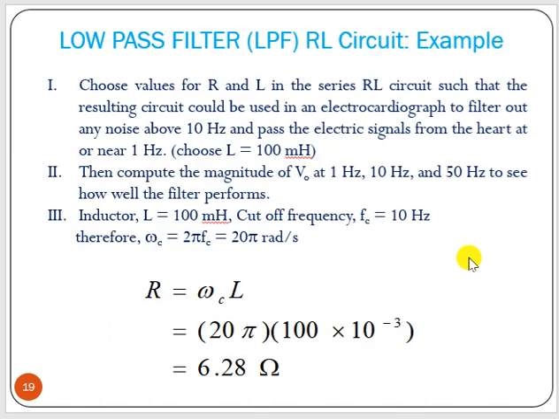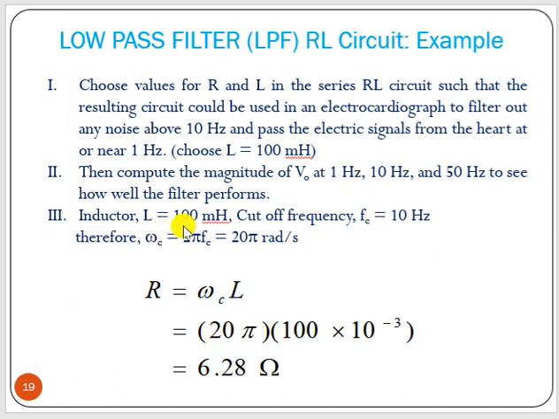Say, for an example, choose values of R and L in a series RL circuit such that the resulting circuit could be used in an electrocardiograph to filter out the noise above 10 Hz frequency and pass the electric signal from the heart at or near 1 Hz. Choose L equal to 100 millihenry. Then compute the magnitude of V0 at 1 Hz, 10 Hz and 50 Hz to see the filter performance.